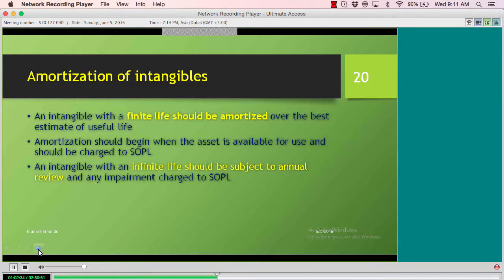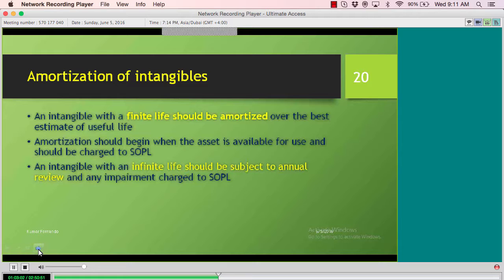As I said, intangibles we amortize, tangibles we depreciate, with a finite life period, a specific life period, 5 years, 6 years. We will amortize it over the life period. Whatever the charge will go to the P&L: debit P&L with the amortization charge, credit provision for amortization. It will go on like the depreciation.